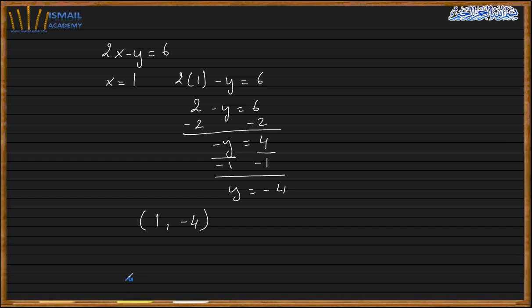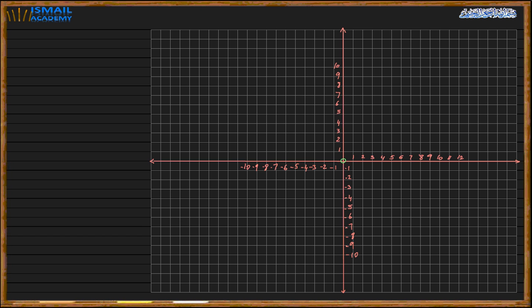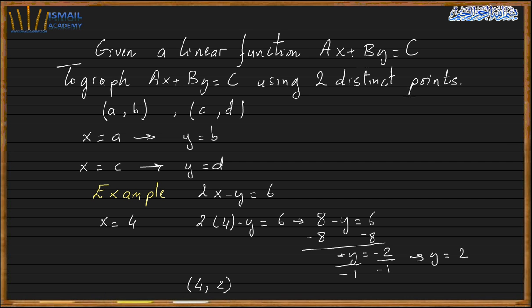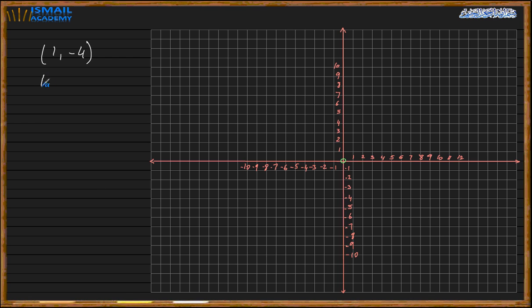So now what do I do with those points? I plug them into the graph. My points are (1, -4) and my other point is (4, 2). So I go to my graph. (1, -4) is here. (4, 2) is here.